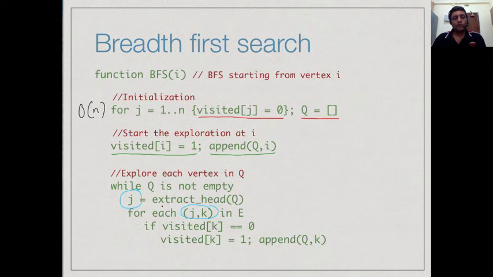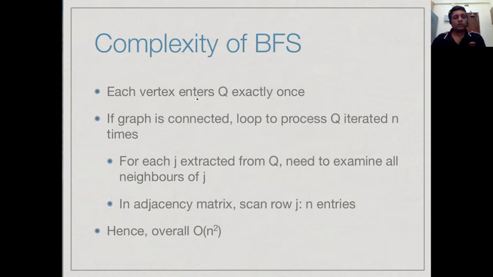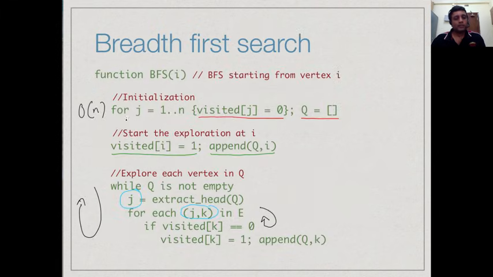And now we have a loop here where we keep extracting things from the queue and we do things here. So we have to understand how many times this loop is going to execute and how much time this inner loop is going to execute. So each vertex enters the queue exactly once. If we enter it exactly once, then this outer loop here will take order n time, because assuming that the graph is connected, every vertex will be visited once, and when that vertex is visited, it will enter the queue and it will come out at the head of the queue exactly once.